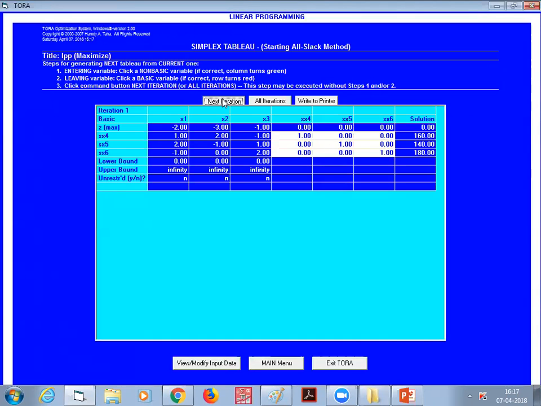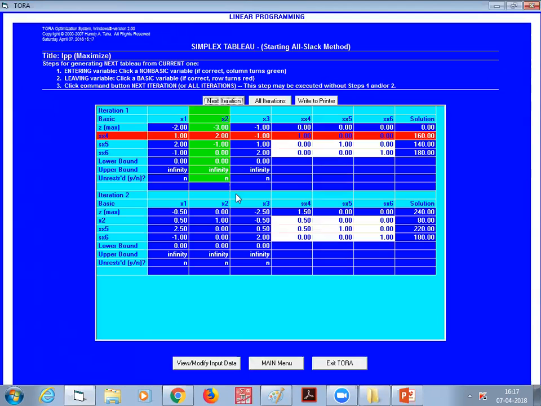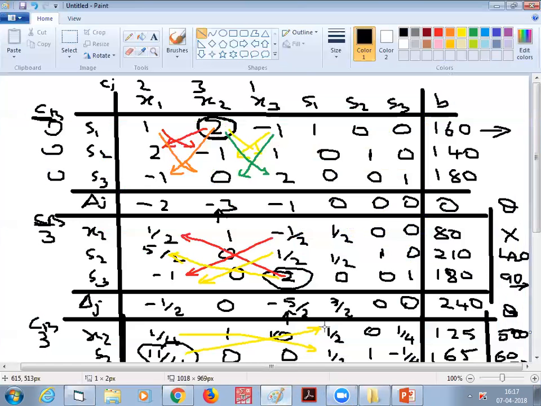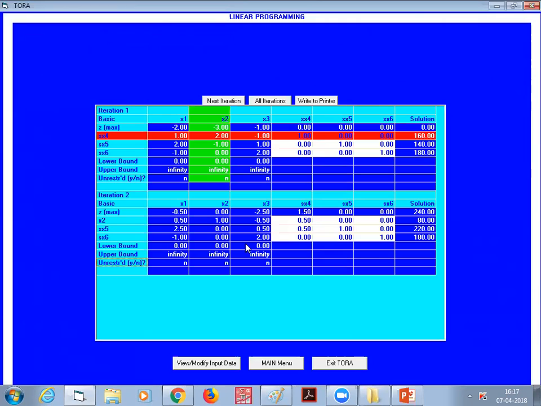Okay, in the next iteration, the pivot is 2. Is that what we have? Pivot was 2. And we can just compare. So if you're confused, you can just solve it through Torah and compare your solution with it. Okay, so now notice they have the same thing, minus 2, minus 3, minus 1, and now minus half, 0, minus 5 by 2, 3 by 2, 0, 0, 240. Is that what we got?